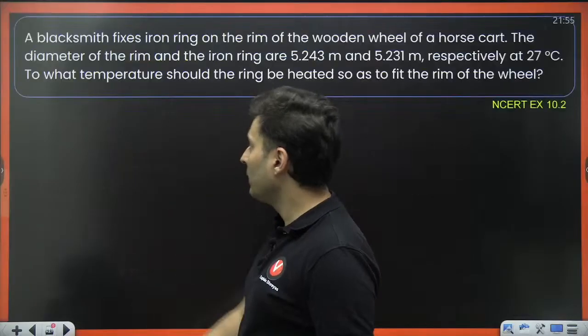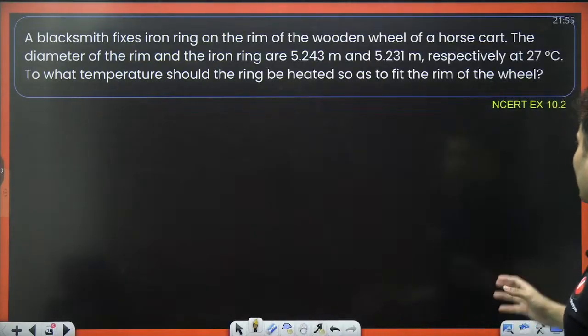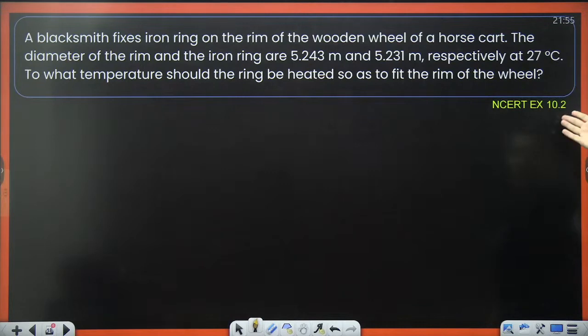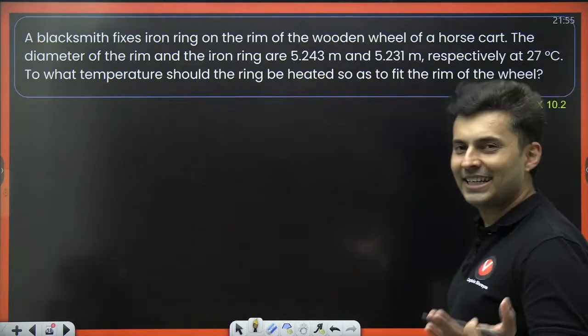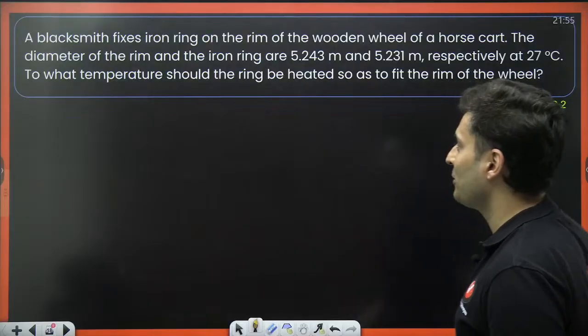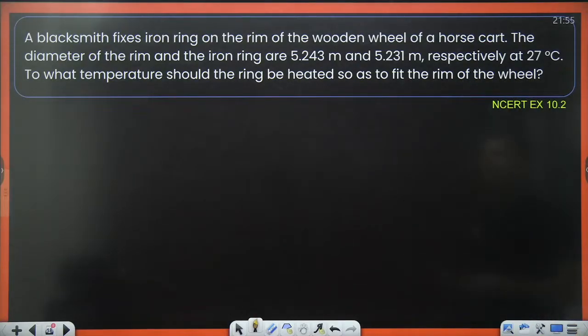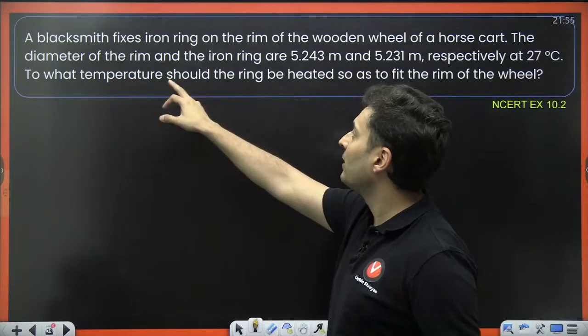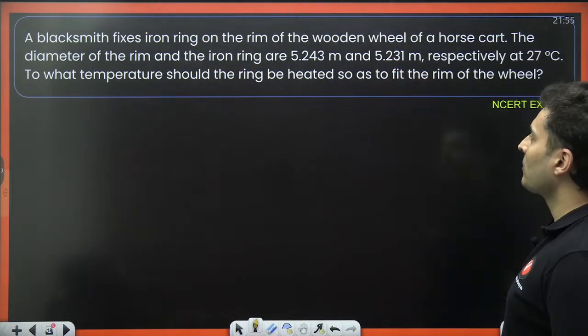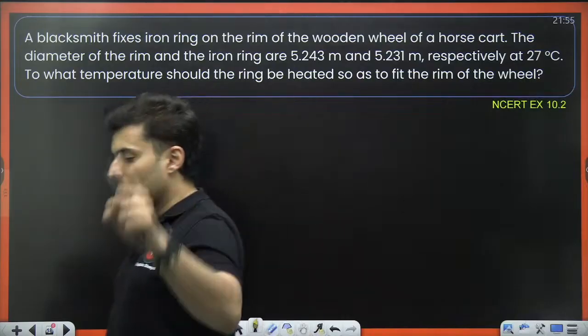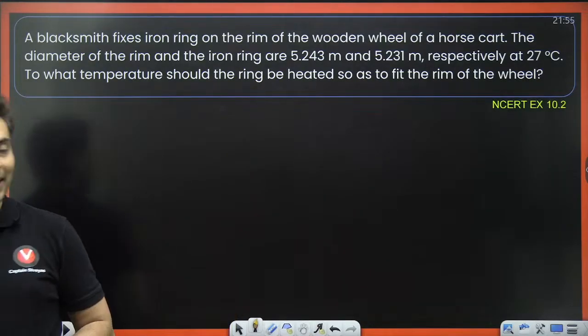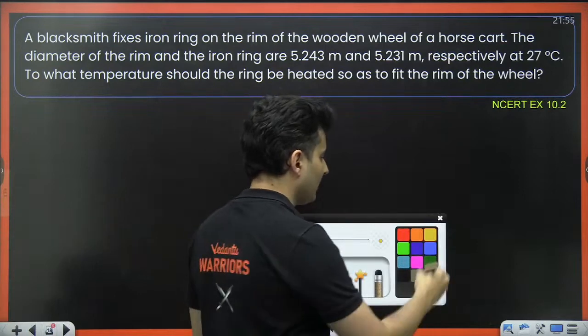Let's have a look at some questions. There is some blacksmith. This is already there in exercise 10.2 if you open it in NCERT. Like I said, we saw the NCERT questions also. A blacksmith fixes an iron ring on the rim of a wooden wheel. The diameter of the rim and the iron ring are this and this respectively at 27 degrees Celsius. To what temperature should the ring be heated so as to fit the rim on the wheel? The diameter of the rim and the iron ring are given. Read the question very, very carefully. What is given, and visualize it.